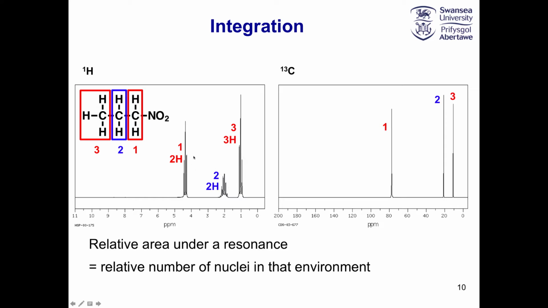The important thing here is that it's not the height of the resonances that's important, it is the area. So this short broad peak has the same area as this tall skinny one, because they arise from the same number of hydrogens. For carbon, however, integration is not reliable, so you just don't need to worry about it.